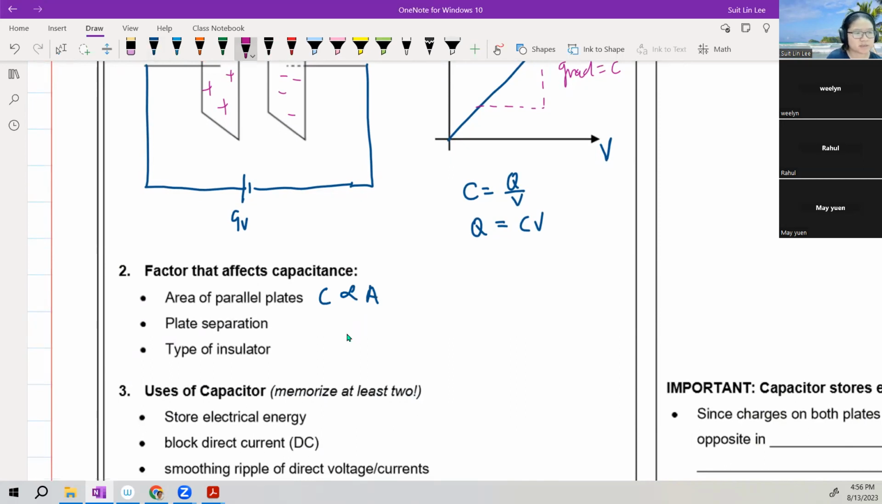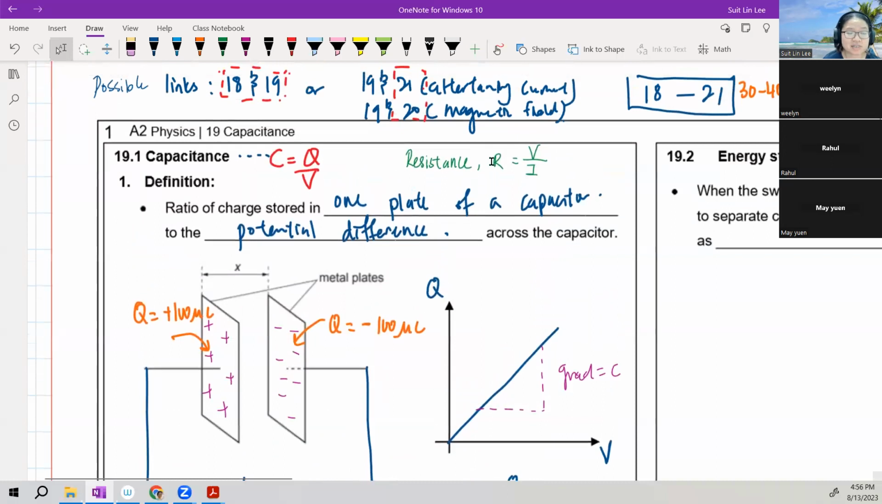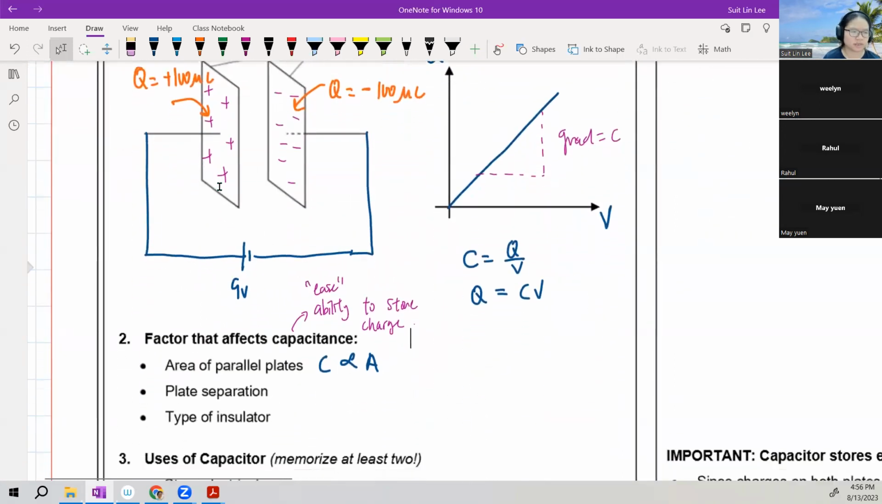Because this capacitance here shows the ability or the ease to store charge. So the bigger the capacitance, the easier it is for the parallel plate or for the system to store charge. Just like the larger the value of resistance is, the better the resistor is at blocking current. So it's the same idea. Capacitance, the main purpose is to store charge on one plate. Okay, so the larger the capacitance, the better it is at its job.